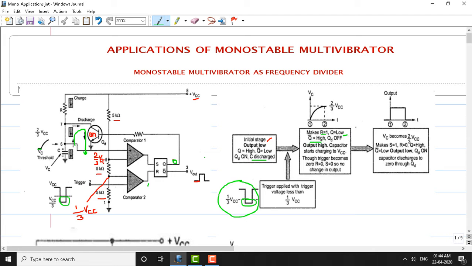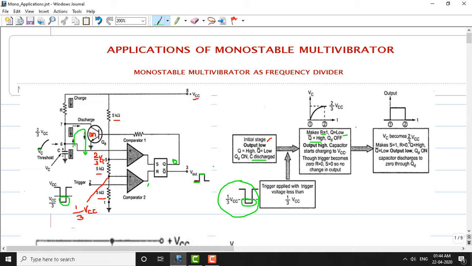When Q bar becomes 1, you can see that the output has now jumped from 0, which is what we assumed earlier. Since the trigger falls below 1/3 VCC, comparator 2 output goes to 1. The flip-flop is reset. When the flip-flop resets, Q bar becomes 1, and the output at pin number 3 goes high.